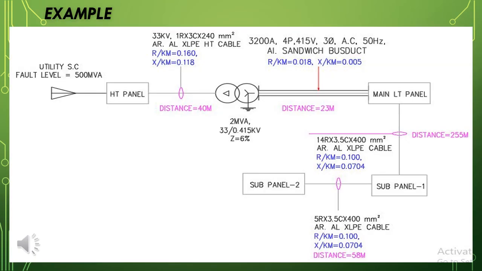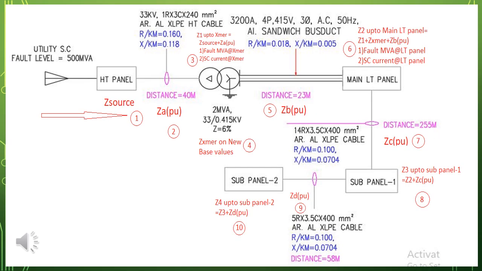The source fault MVA level is specified as 500 MVA. The length of the cables, number of runs, size, as well as the cable's resistance and reactance are provided. The resistance and reactance values can be obtained from the cable data sheet. Let's quickly review the flow of the example.